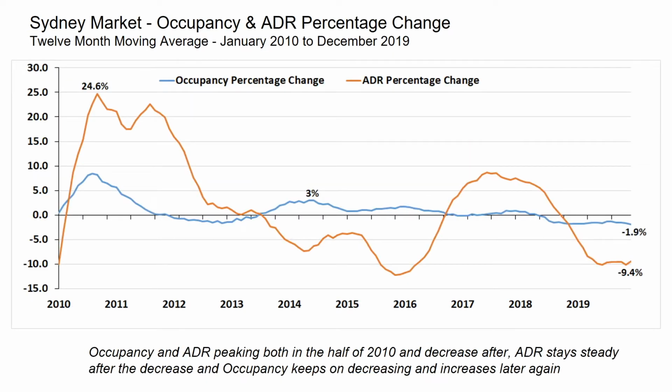This graph shows the occupancy and ADR percentage change for the Sydney market. The occupancy and ADR are both peaking in the half of 2010 and are both decreasing after. ADR stays steady after the decrease, and occupancy keeps on decreasing and increases later again, but decreases at the end as well.